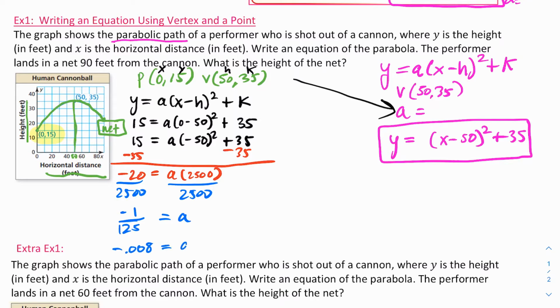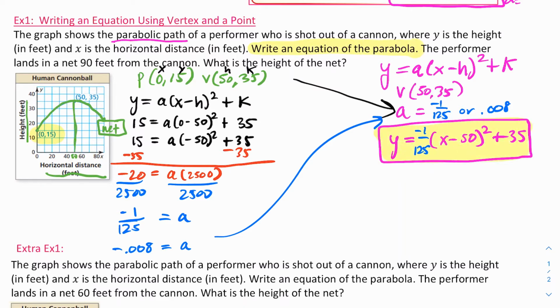Now, those are both exact answers. If your decimal wasn't exact, then it'd be better off using a fraction. What I mean by not exact is something like 2/3, which is a rounded decimal. So either one of these is fine. I'm going to go ahead and use negative 1 over 125, and I'm going to fill that in to the a value. And now, the first part of this, write an equation of the parabola, has been done.